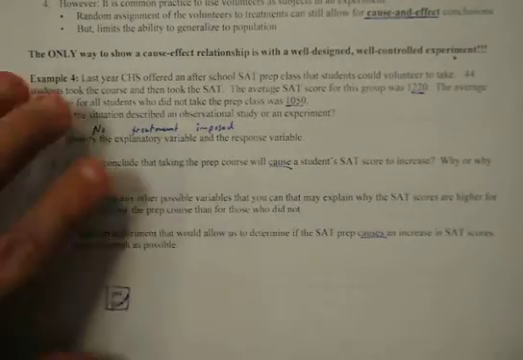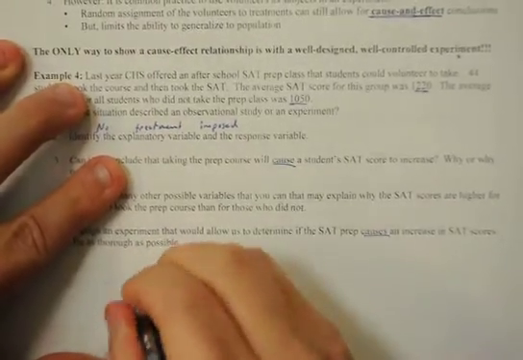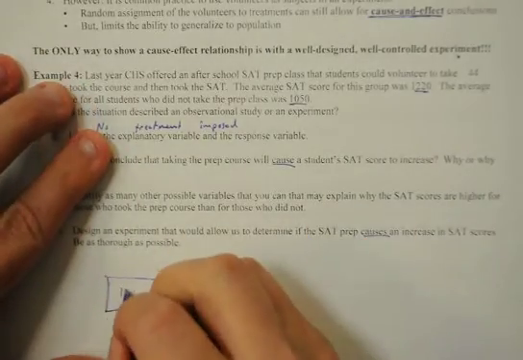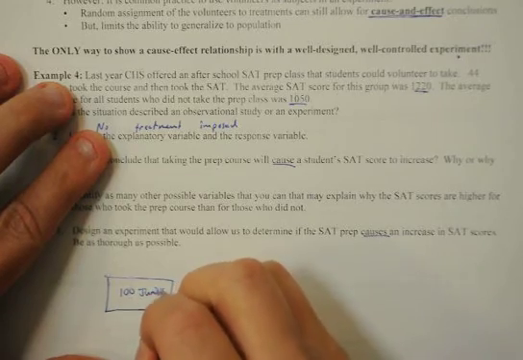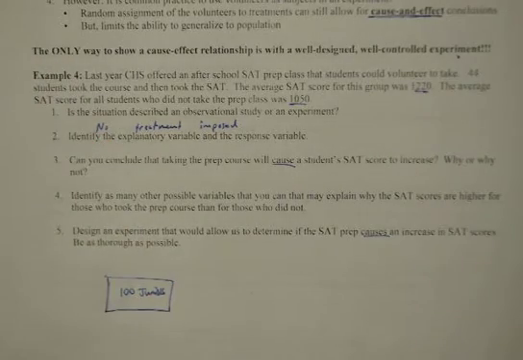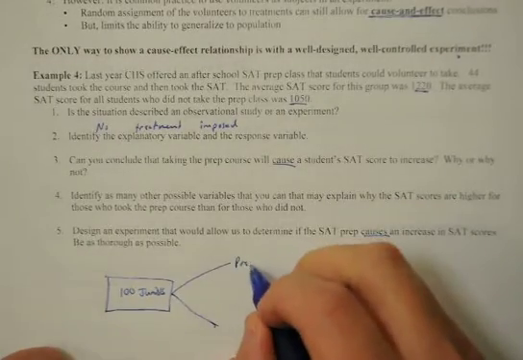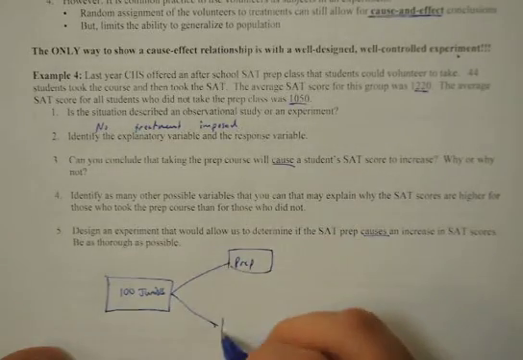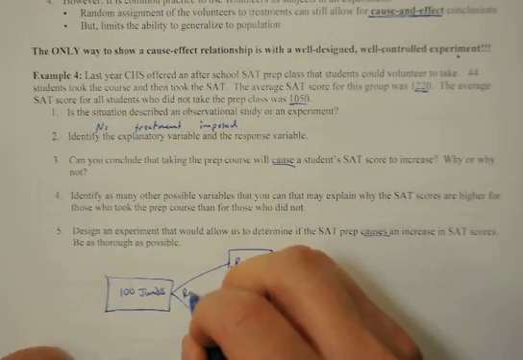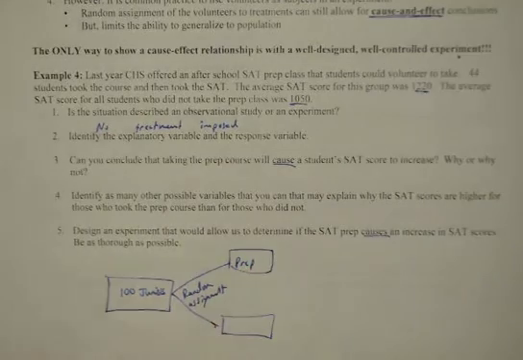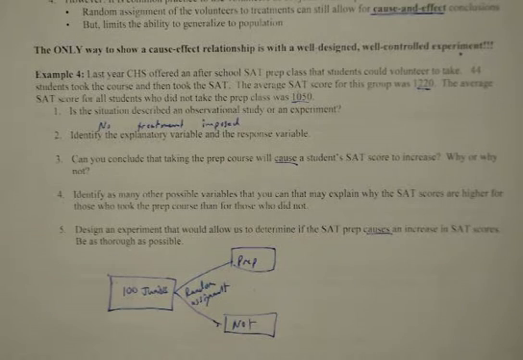Why 100? Well, I think 100 would be appropriate, that's enough repetition. Why just juniors? Well, we could do juniors and seniors, but we would have to do a block design with juniors and seniors. So these people will get the prep course, do random assignment, these people will not get the prep course.